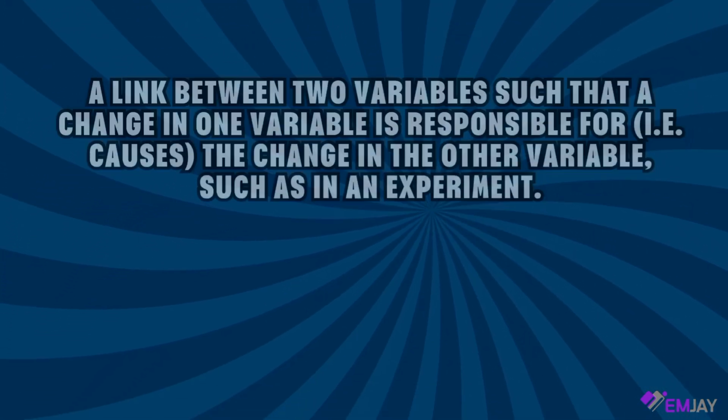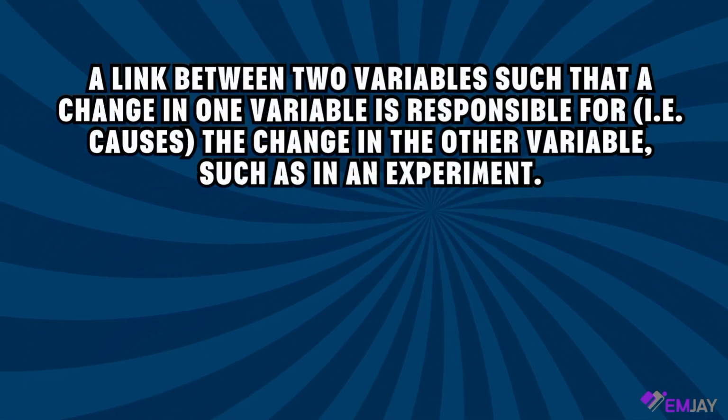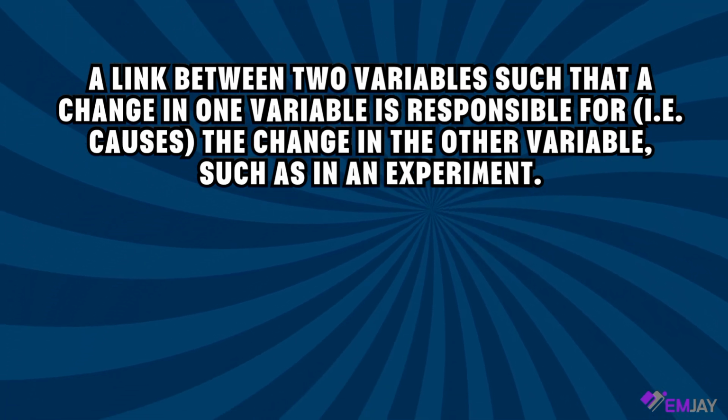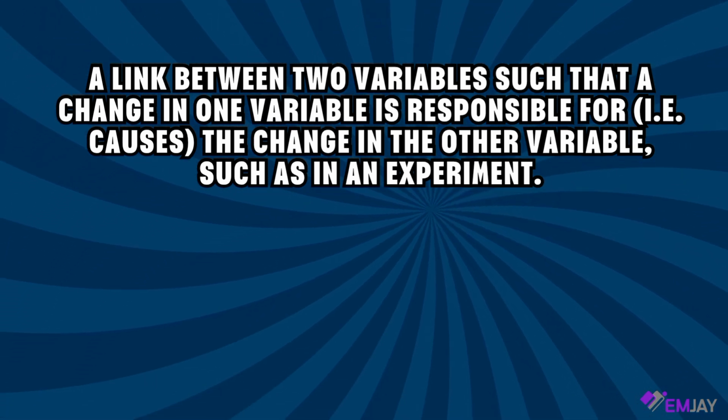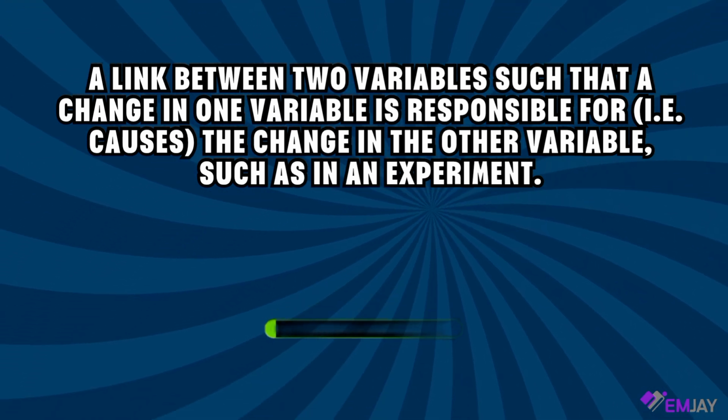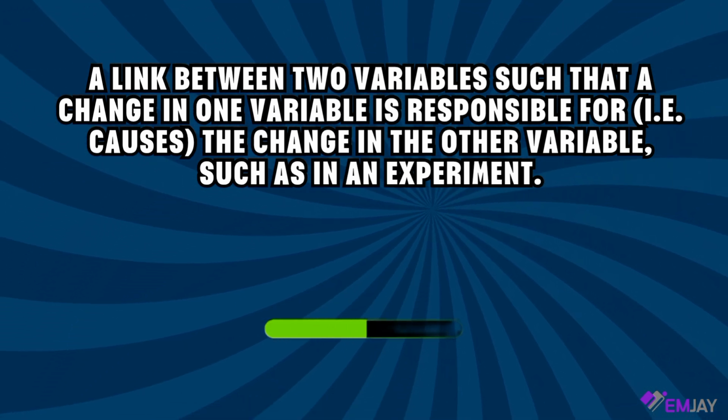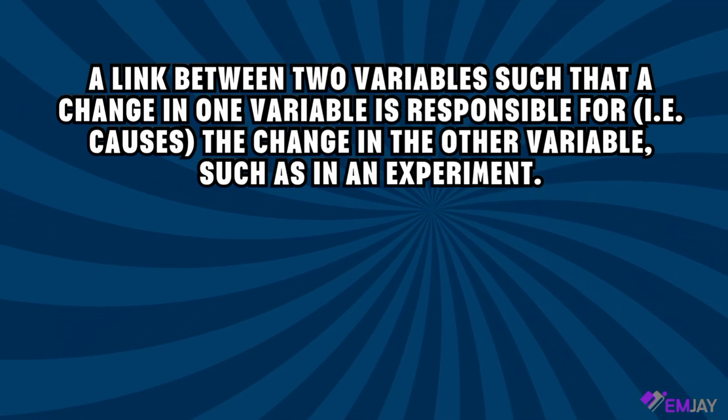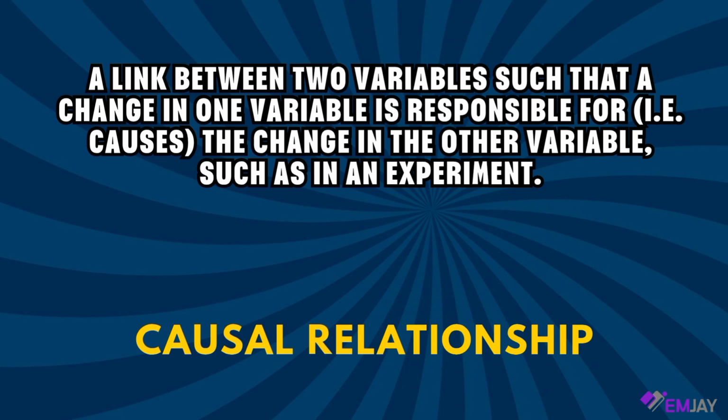Moving on. A link between two variables such that a change in one variable is responsible for, or causes, the change in the other variable, such as in an experiment. And the correct answer is causal relationship.